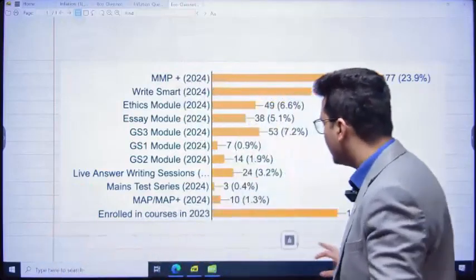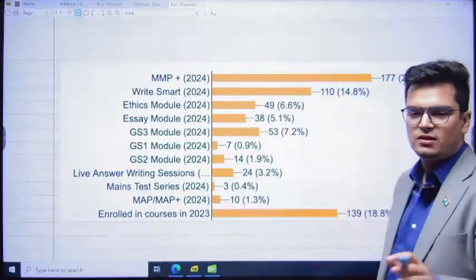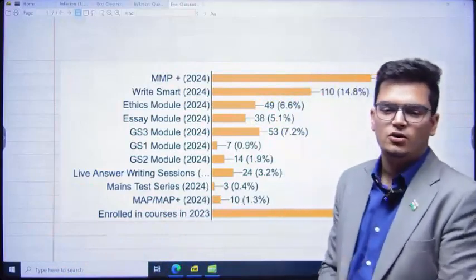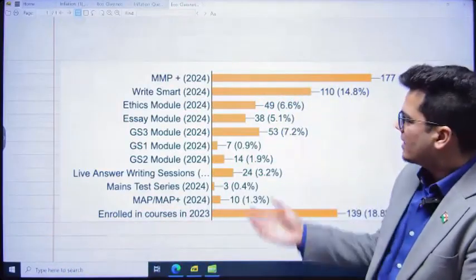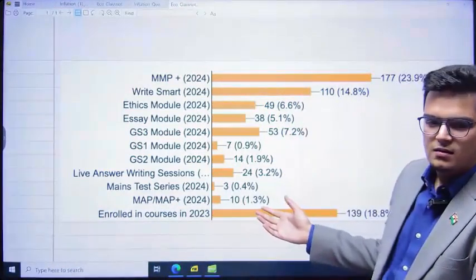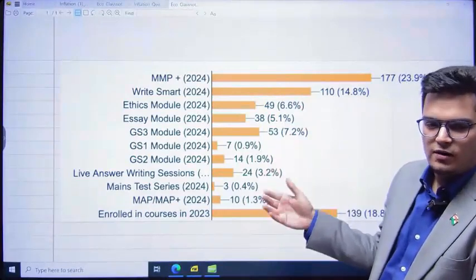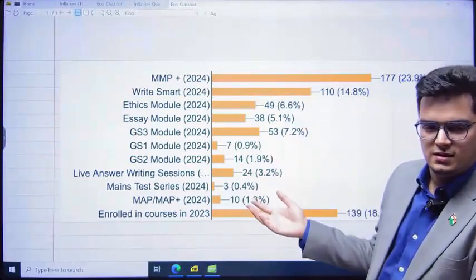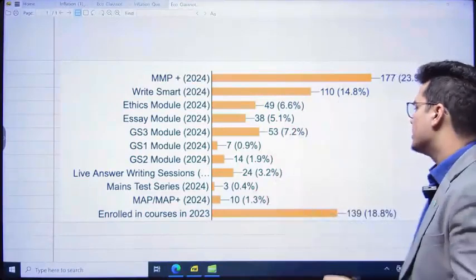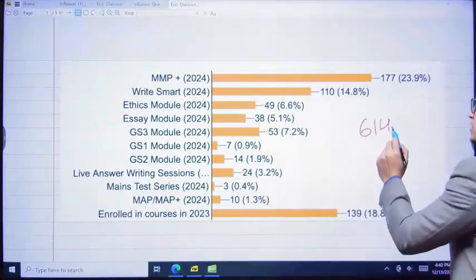So this is again internal data. This is not a claim. I'm just showing this to you. There will be a video on YouTube to tell you all of this. But as you can see, these are the people who were part of our courses and are giving the interview this year. This number, if you add it, comes out to somewhere close to 614.